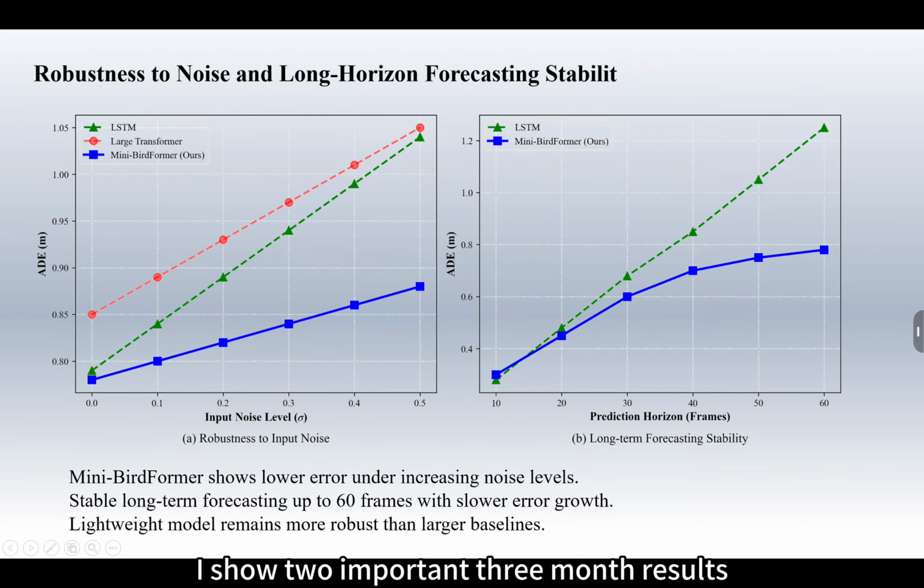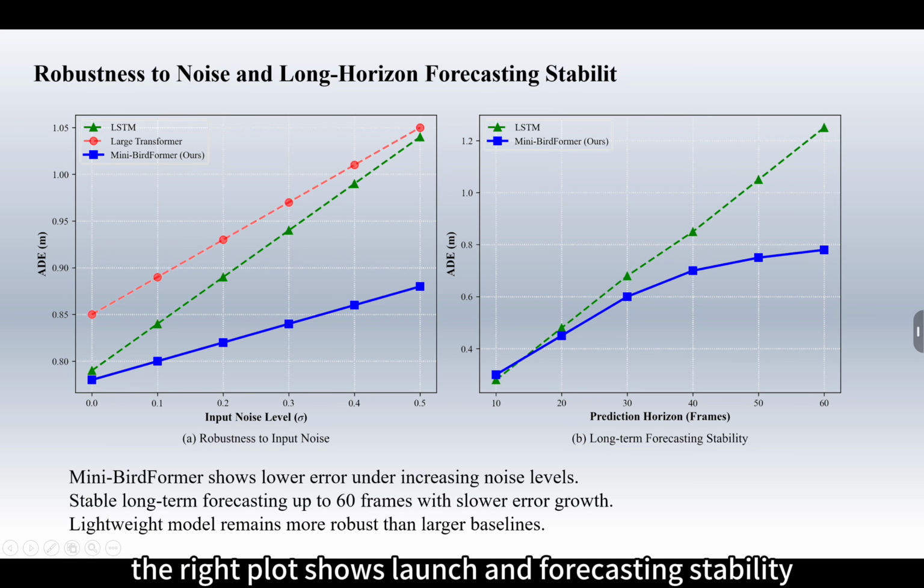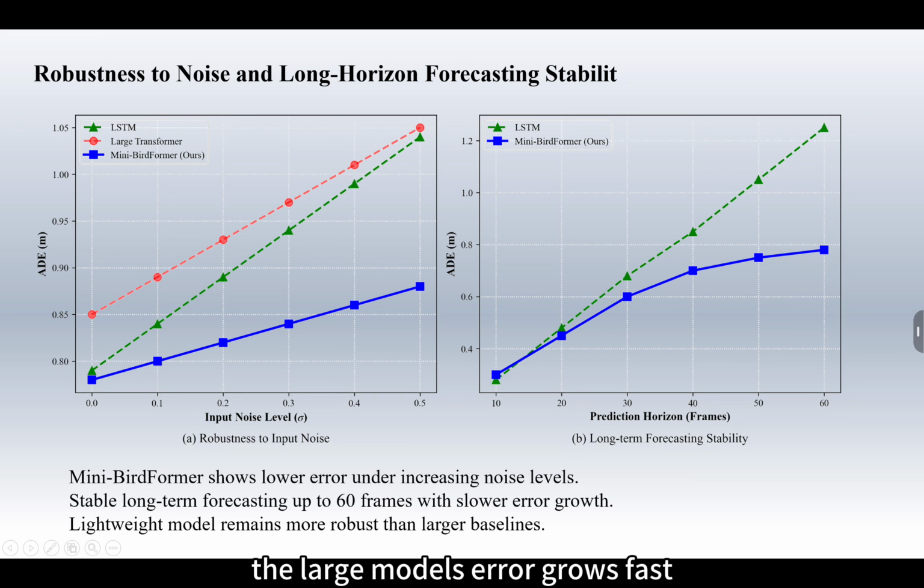Now in the third slide, I show two important experimental results. The left plot tests robustness to input noise. When we add noise, LSTM and the large Transformer get worse quickly, but MiniFormer keeps the lowest error, meaning it is more stable. The right plot shows long-term forecasting stability. As the prediction horizon increases, the large model's error grows fast, while MiniFormer increases much slower and stays more reliable. These results show the model is not only small, but also very robust.